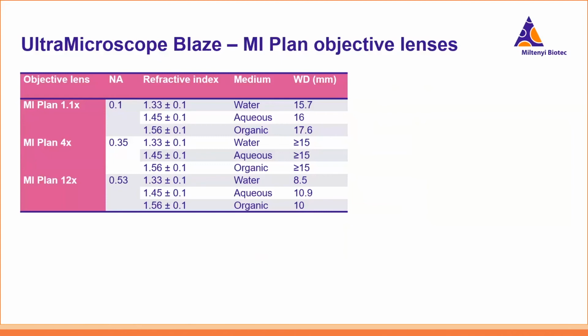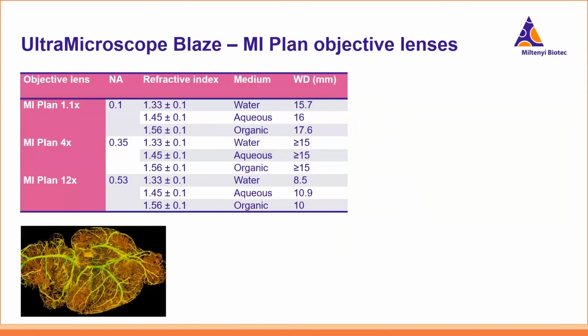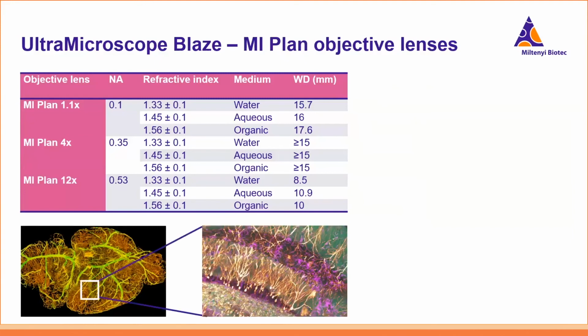And combined with the automated magnification changer, you can now image at the macro scale, such as the vasculatures of a whole mouse brain that you see here, and then move in to study the subcellular details, such as with these neurofilaments. All this is done using the same system.